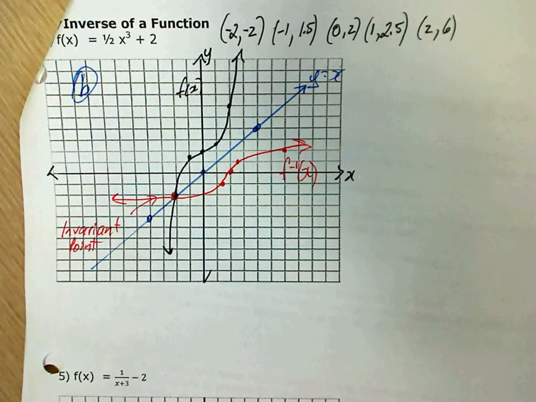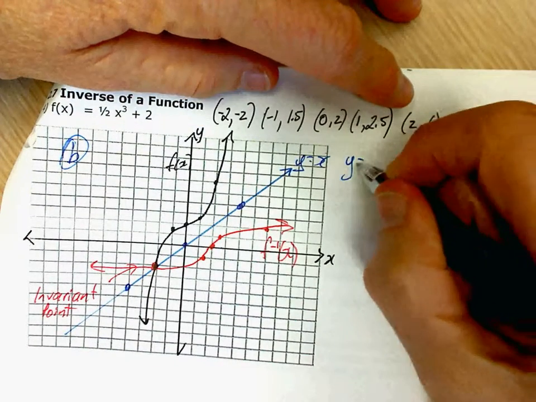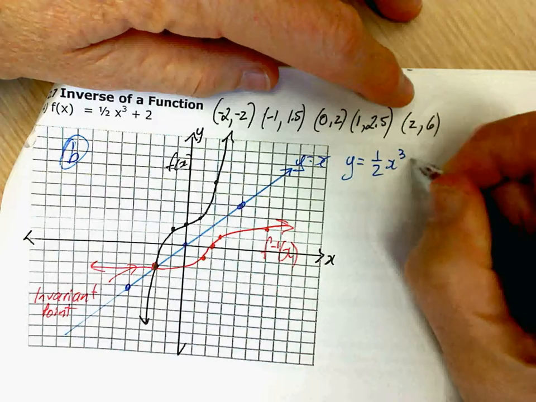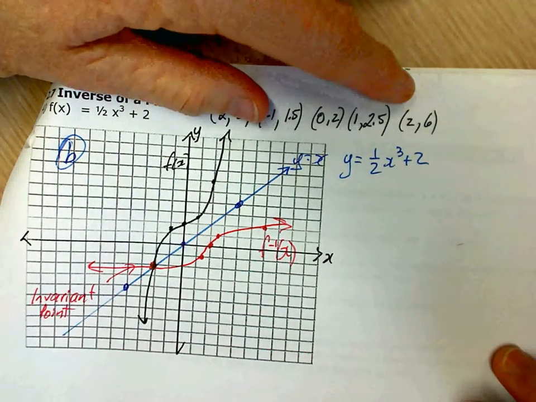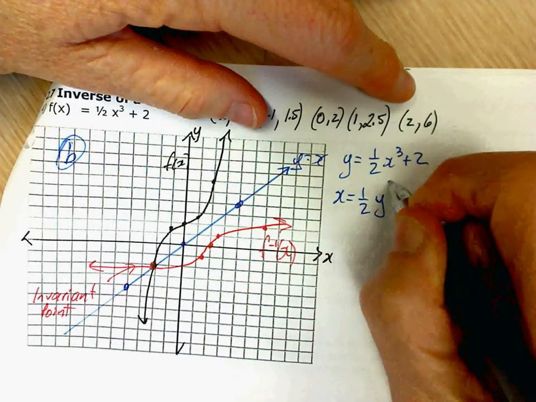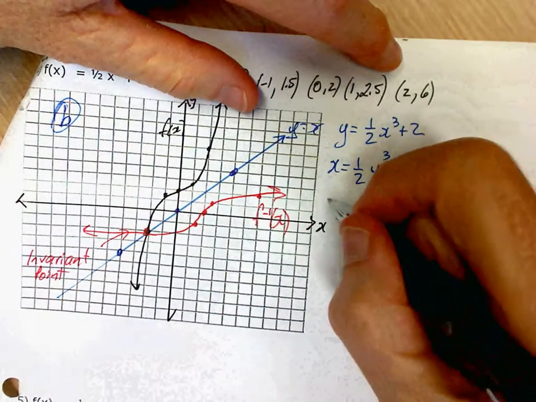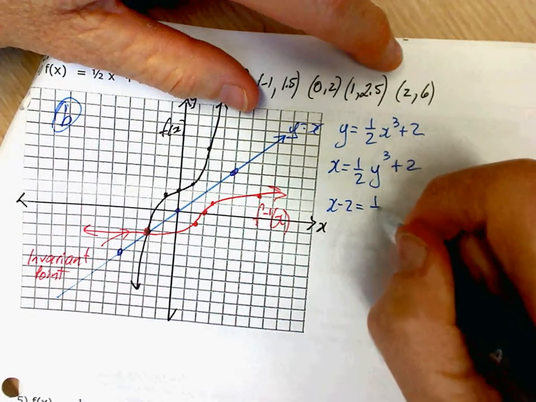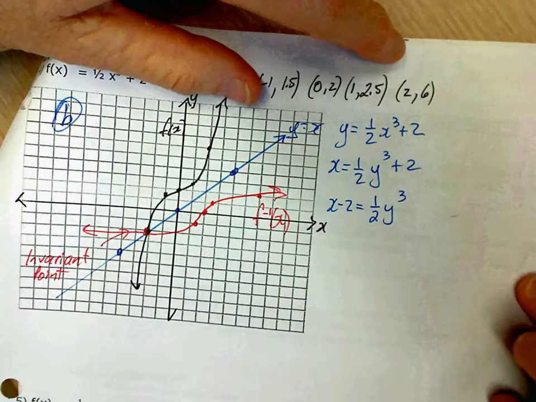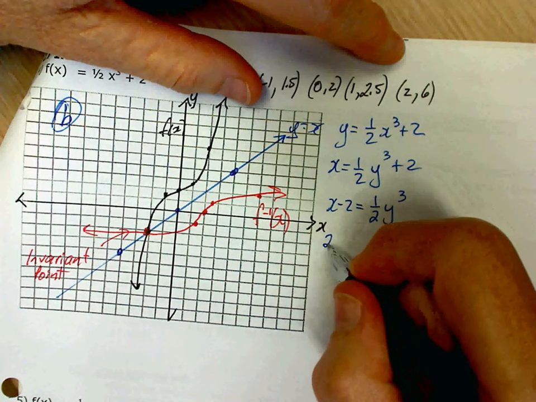Let's now do it algebraically. So y equals 1/2 x cubed plus 2. Swap the x and the y. X equals 1/2 y cubed plus 2. Subtract 2 from both sides. X minus 2 equals 1/2 y cubed. Multiply both sides by 2. 2 times x minus 2 equals y cubed.